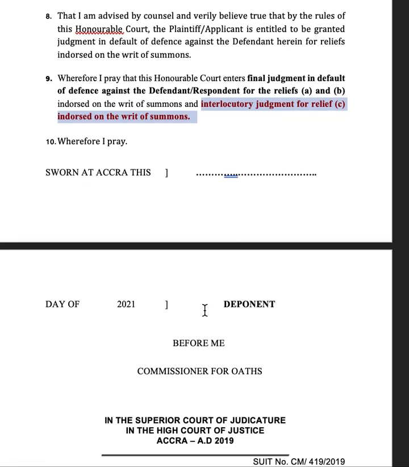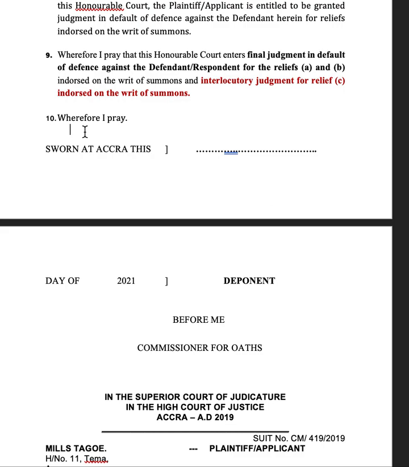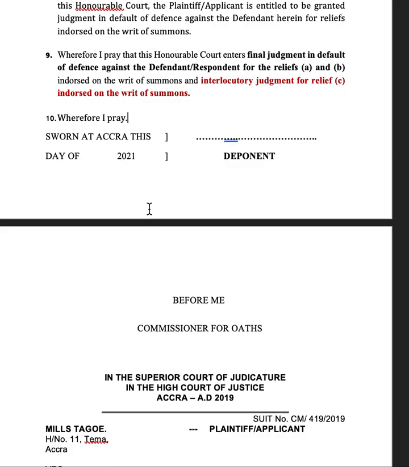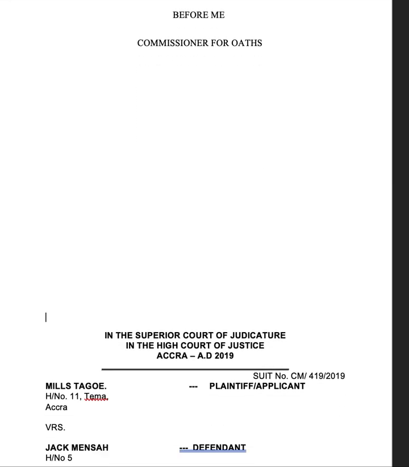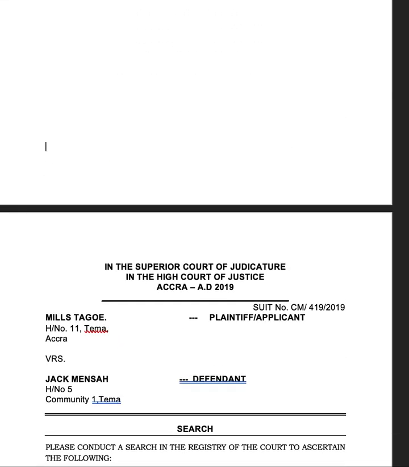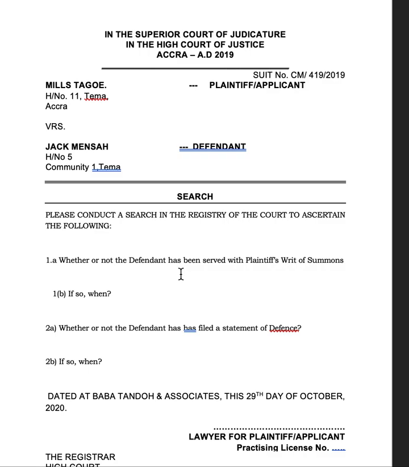Wherefore I pray. Sworn at Accra this day of 2021, deponent before me, Commissioner of Oaths. Remember, you have to attach a search showing that you've indeed conducted a search. So look at the search. Please conduct a search in the registry of the court to suppose the defendants, respondents here.